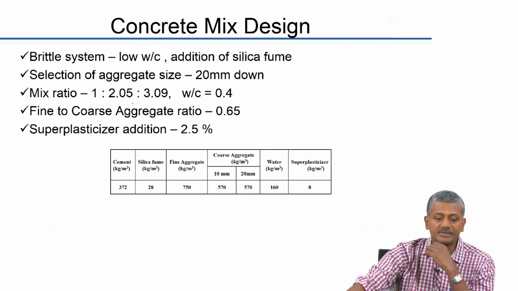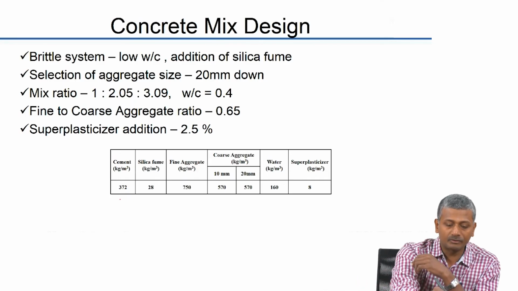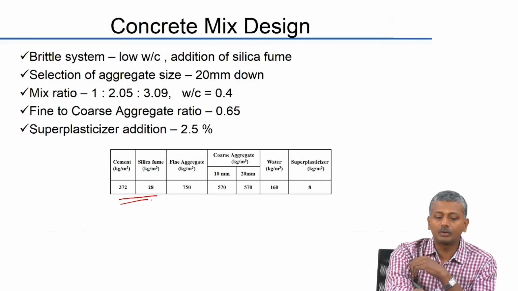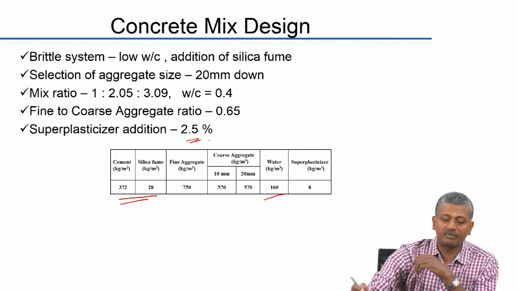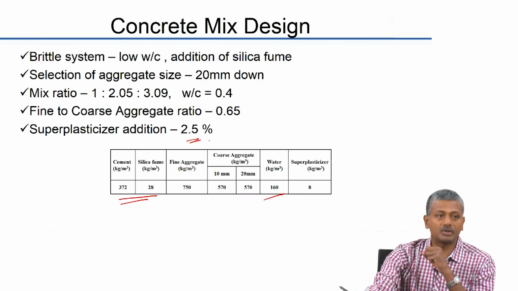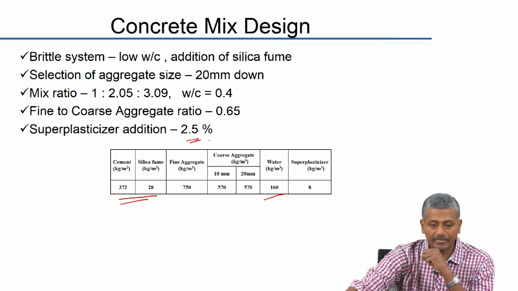So, the concrete mix design was like this. You had 400 binder content, including about 7% replacement of the cement with silica fume, then water to cement ratio is 0.4. Superplasticizer had to be added to about 2.5% to obtain sufficient workability in the system for proper compaction.